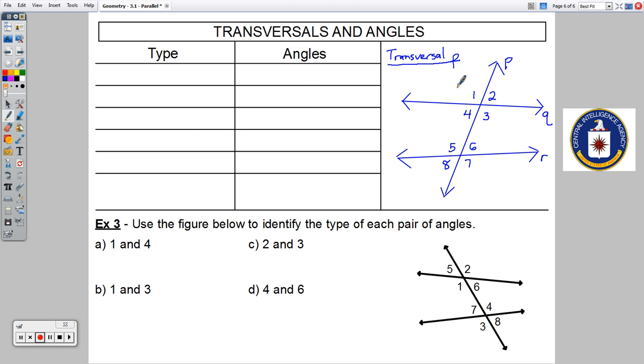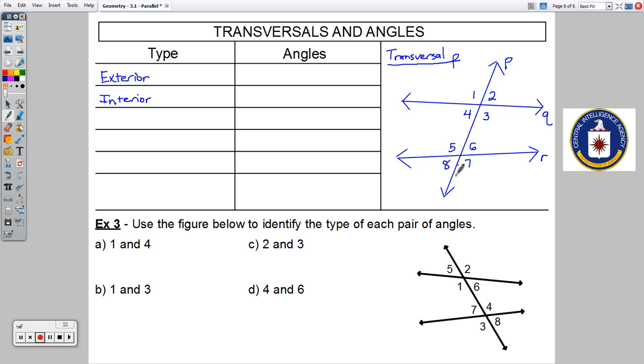So the types of angles that I see in this picture, we have something just called exterior angles. And I'm not going to write the word angles after each one. I'm just going to write exterior and assume that's exterior angles. We have interior angles. So I think of exterior on the outside, interior on the inside.